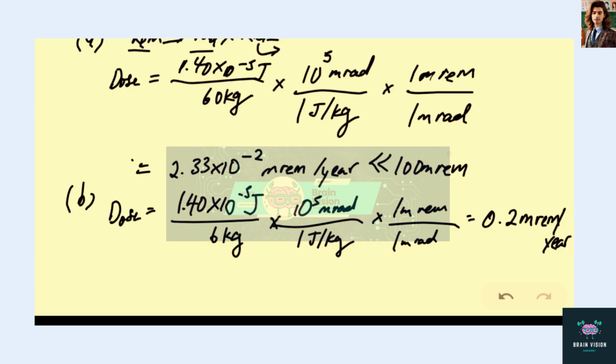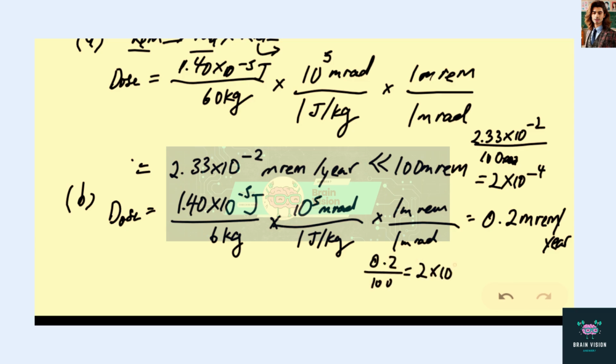So for the adult, we take 2.33 times 10 to the power minus 2 divided by the allowed dose, which is 100. We get about 2 times 10 to the power minus 4 of the allowed dose. Whereas for the baby, it is 0.2 divided by 100, which is about 2 times 10 to the power minus 3 of the allowed dose.